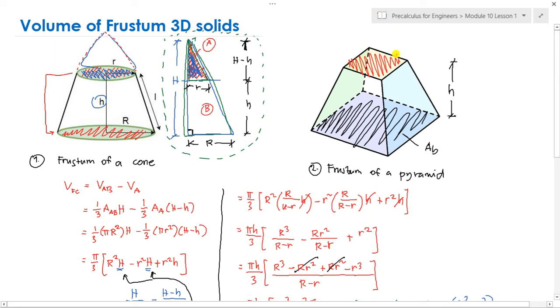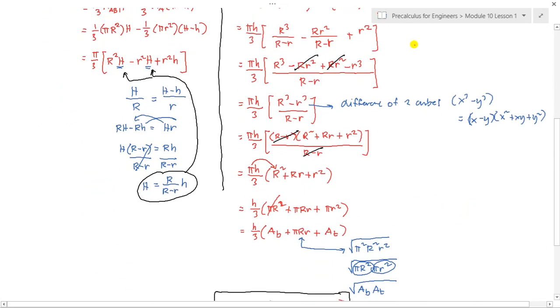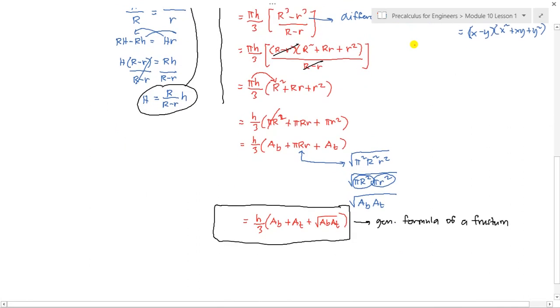Okay, so this should be parallel to the base. So, this is the area of the top plus the square root of the product of the base area and the top area. So, this is the general formula for a frustum. Let's just indicate this as V sub F, and for the cone, V sub FC.